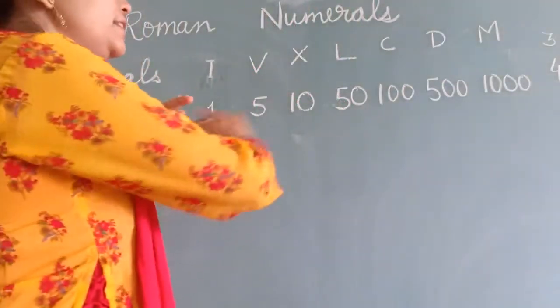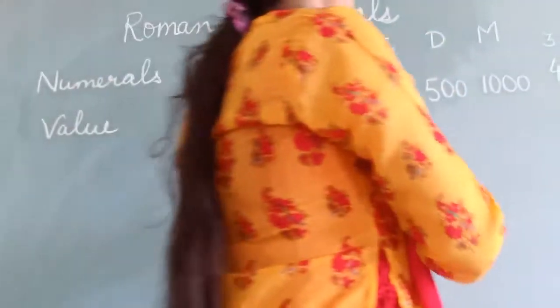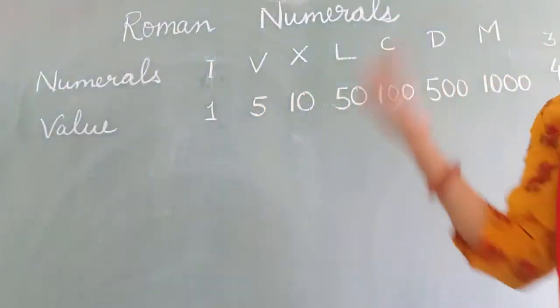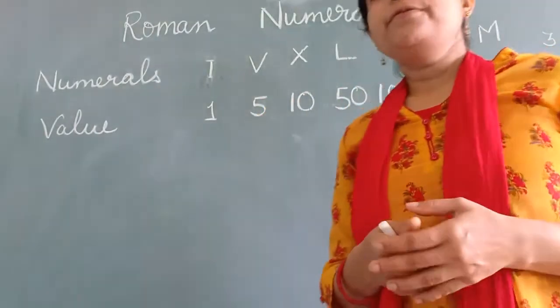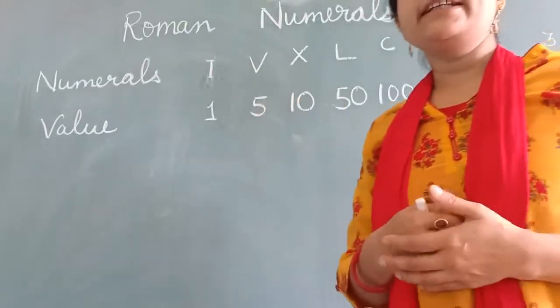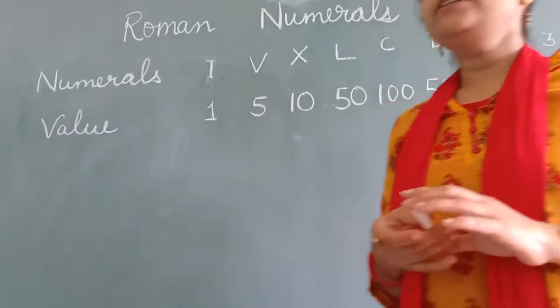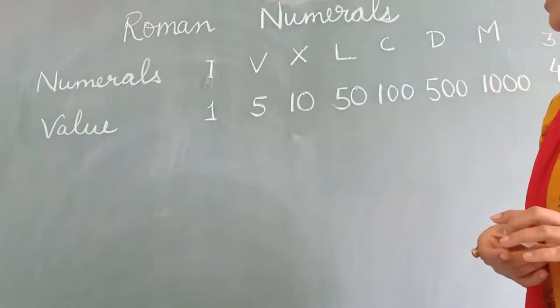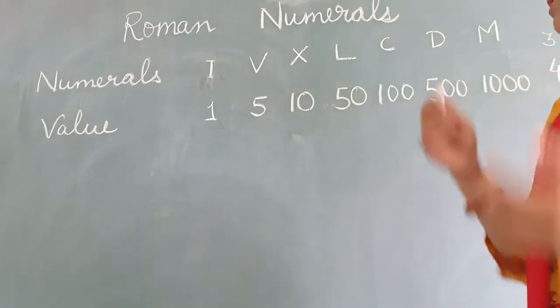Okay, after knowing these letters, we can write any number except 0. Only 0 we can't write in Roman numerals. Otherwise all the numbers we can write.